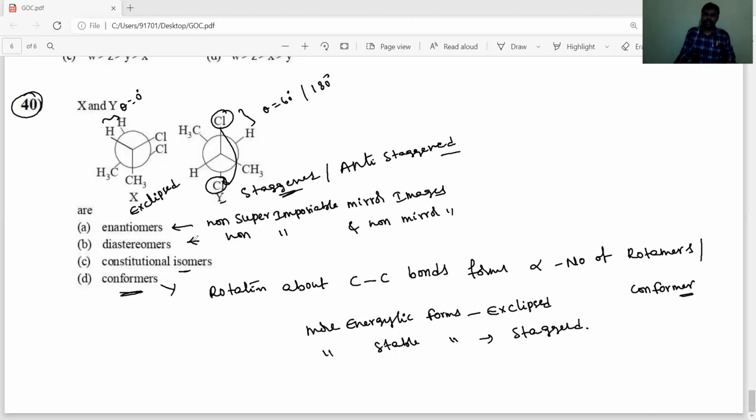So what is the relation between X and Y, dear students? X and Y are just conformers only, not enantiomers or diastereomers. Because one is the eclipsed form and the other is the staggered form. Eclipsed and staggered forms belong to conformers. So the answer is option D.